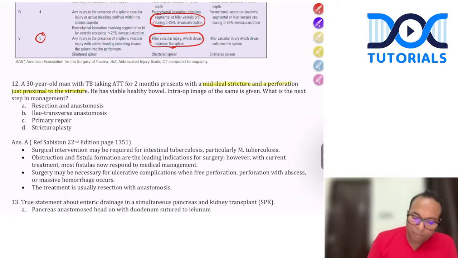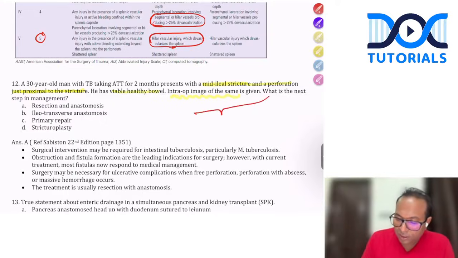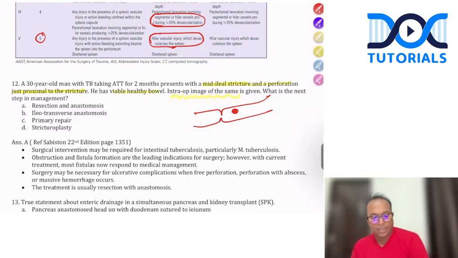So, mid-ileal stricture with the proximal perforation. He has a viable, healthy bowel. An intraoperative image of the same was given. I could not get the image here, but it showed the perforation with the stricture. This is the stricture, this is the proximal bowel, this is a stricture of TB. So what is the next management?